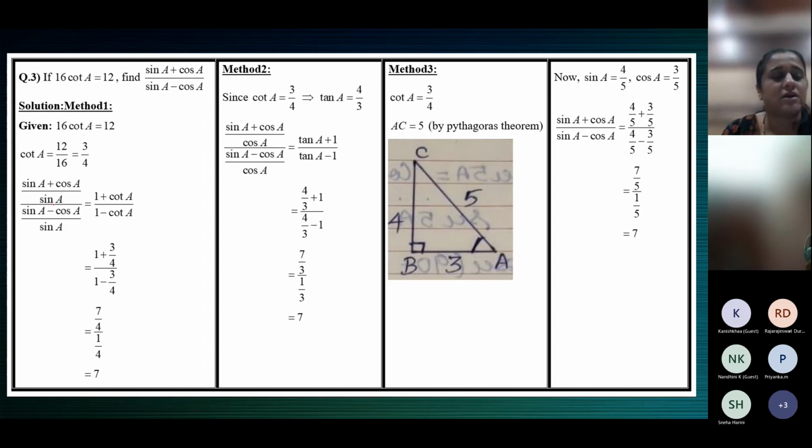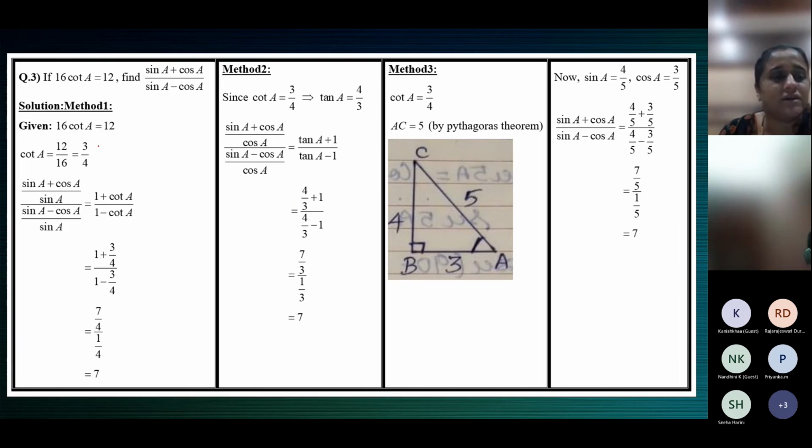Here, when you divide both the numerator and denominator by sin A, sin A by sin A is 1, cos A by sin A is cot A. Then in the denominator, sin A by sin A is 1, and cos A by sin A is cot A. So now we have 1 plus cot A by 1 minus cot A.